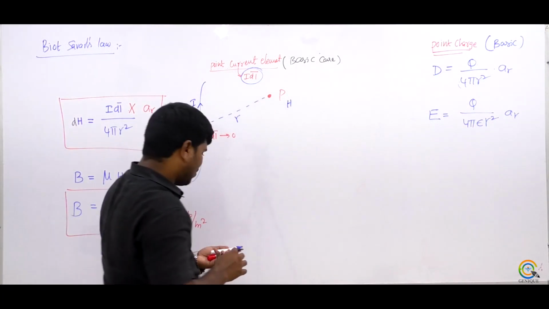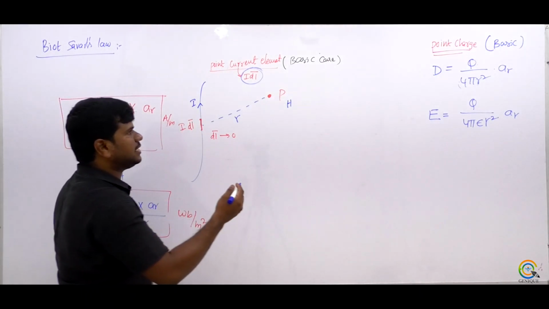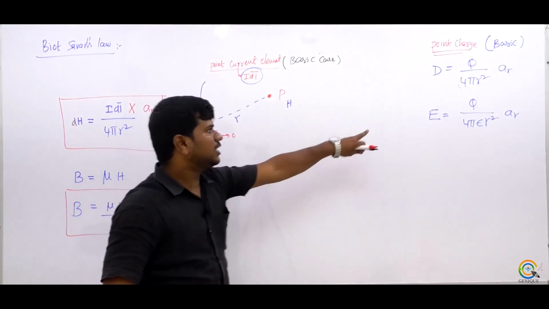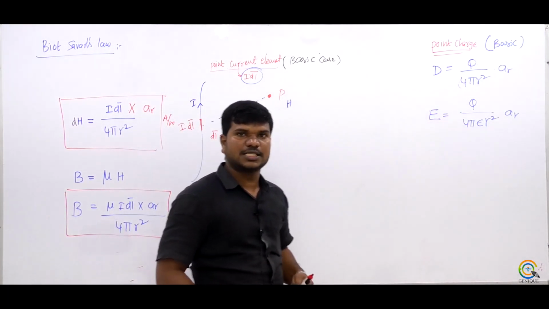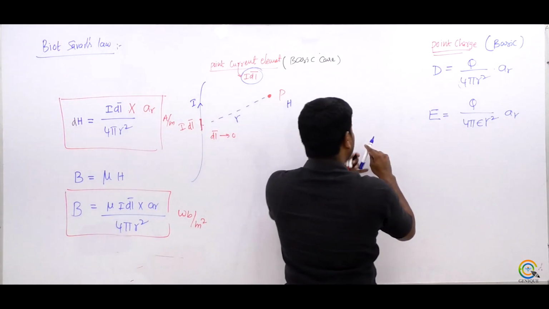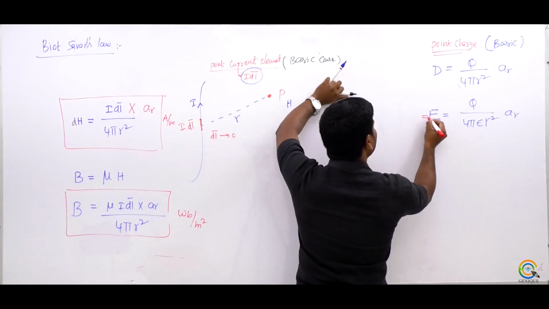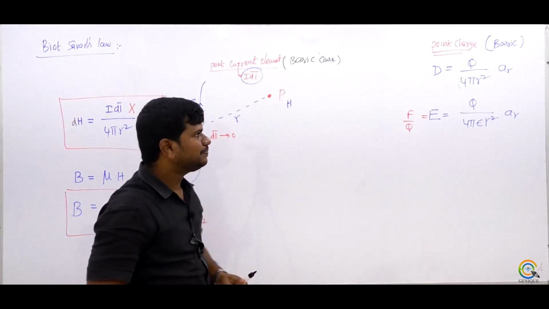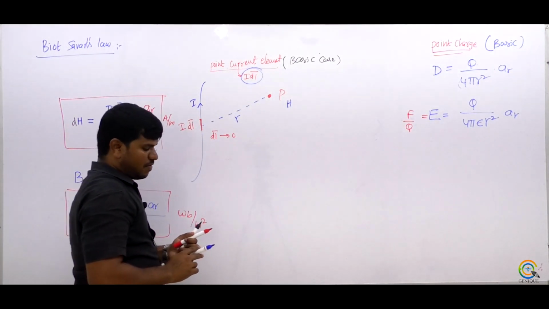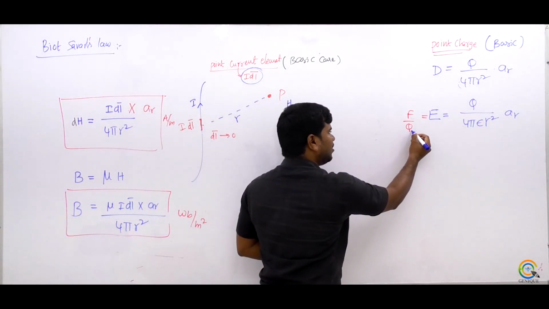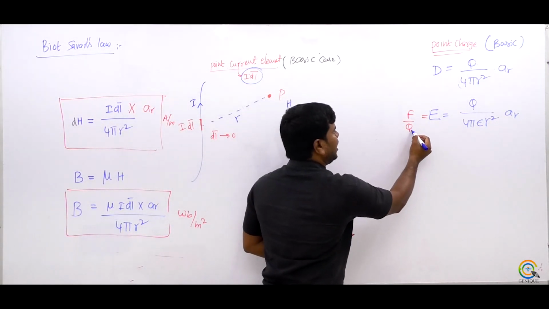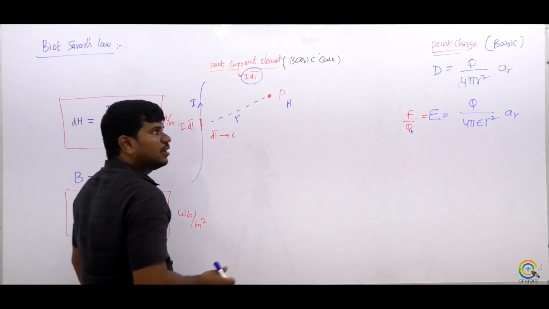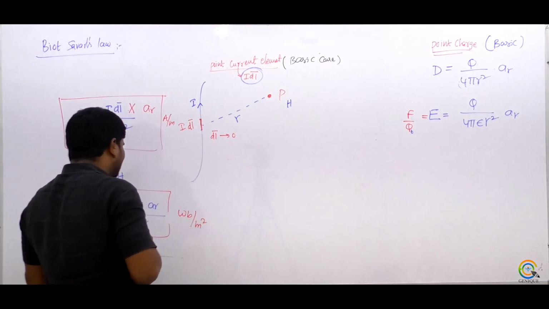And see, just like Coulomb expressed the electric field intensity as force per unit charge, F by Q, similarly, what can I write? The magnetic field is expressed as force per unit cause.